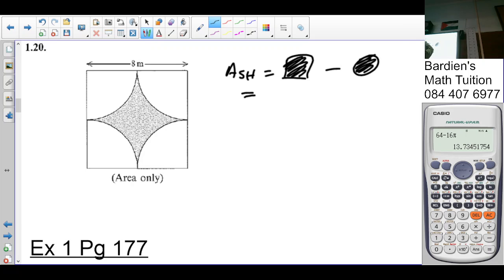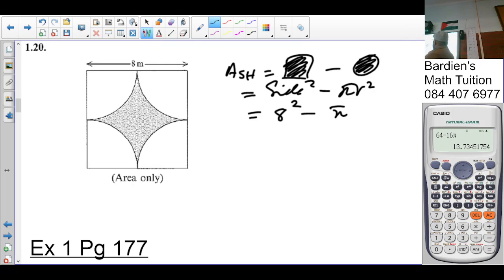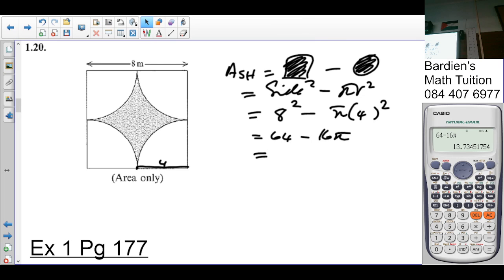So how do you calculate the area of a square? Side squared minus pi r squared. So what's the length of the side here? 8 squared minus pi. What is the length of the radius? 4. From center to circumference is 4. Not so? Yes. So that's going to give you 64 minus pi times 4 squared, 16 pi. I think that's the same calculation as the previous one on the calculator. So it's going to give you 13 comma 73 meters squared. Okay? Yes. It was fairly simple.